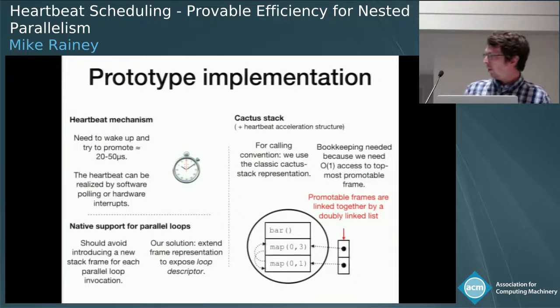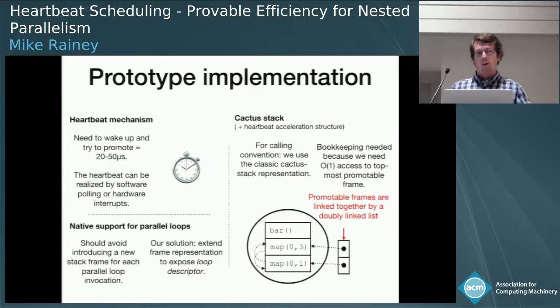There's one other point that I don't have enough time to really go into detail on, but we also found it important to implement native support for parallel loops. The short version is that it's too expensive to introduce a new frame for every parallel loop, so we had to build a mechanism into the system to access that parallelism on the fly. And that mechanism was inspired by the lazy scheduling implementation.